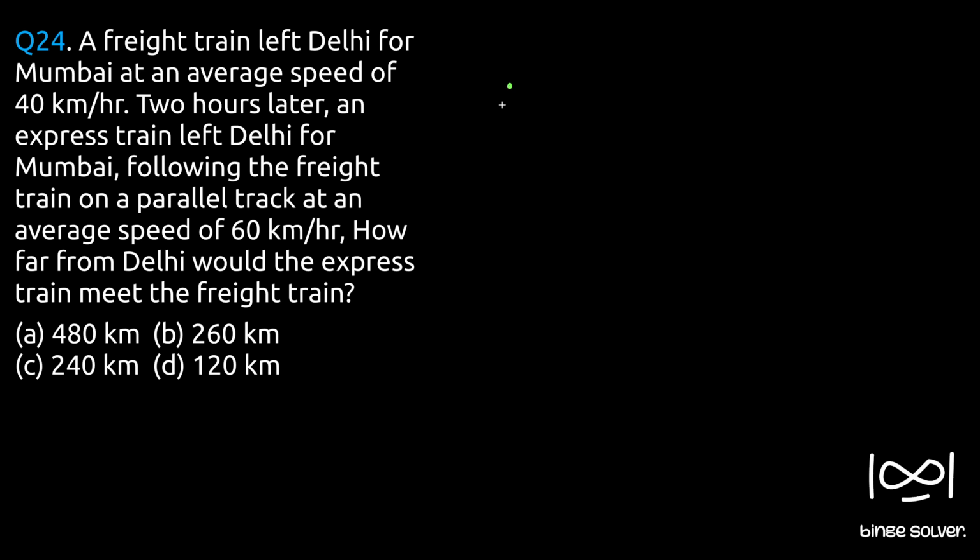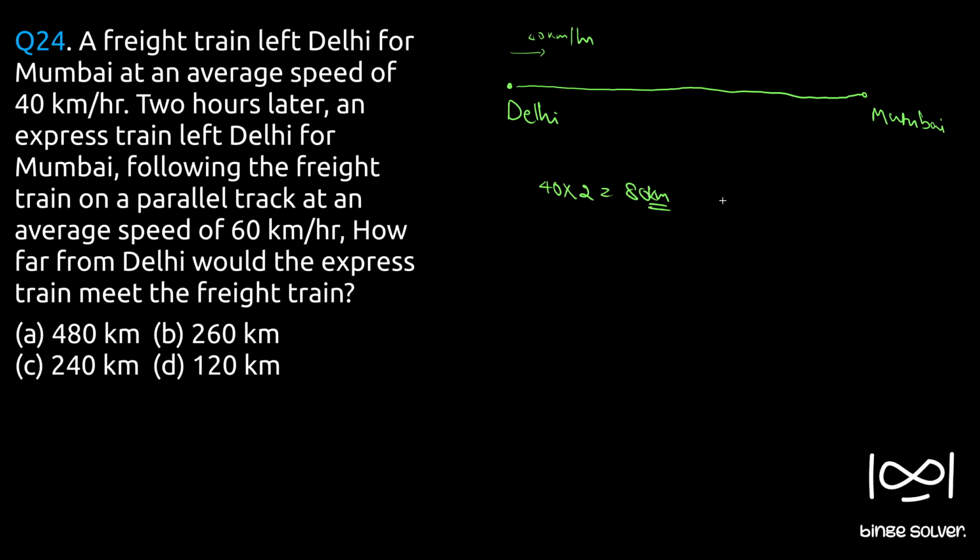So this is where the trains left, Delhi, and Mumbai. Okay. Now it is given that first a freight train traveled in this direction at 40 km per hour. Okay. 2 hours later. So within 2 hours, how much distance has this freight train covered? 40 km per hour it was traveling. So 40 into 2, 80 kilometers it has covered after 2 hours.